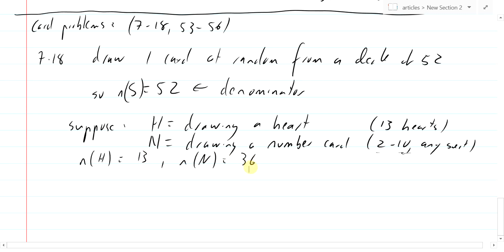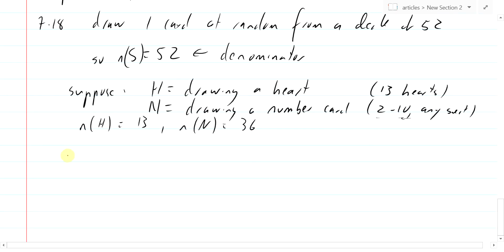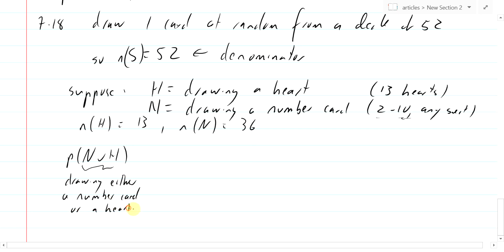So, again, we can say, what's the probability of N union H? What is this? Drawing either a number card or a heart. What's the probability of that? Well, it's the probability of N plus the probability of H minus the probability of N intersection H, because that's our addition principle again.